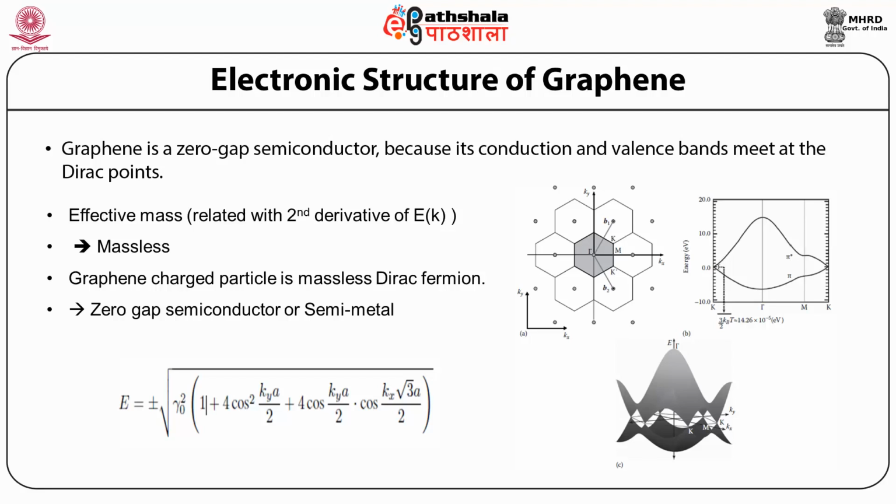2 of the 6 Dirac points are independent, while the rest are equivalent by symmetry. In the vicinity of the K point, the energy depends linearly on the wave vector, similar to a relativistic particle, which is a very special feature in the graphene crystal.